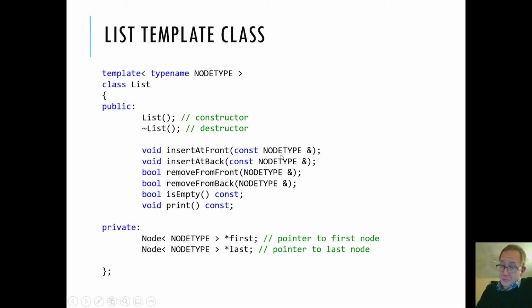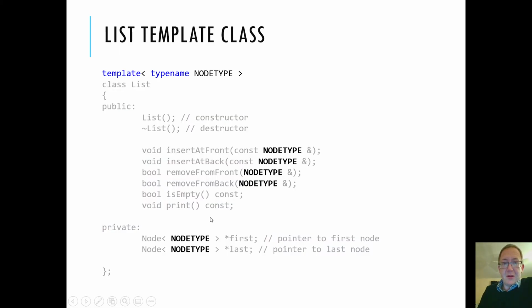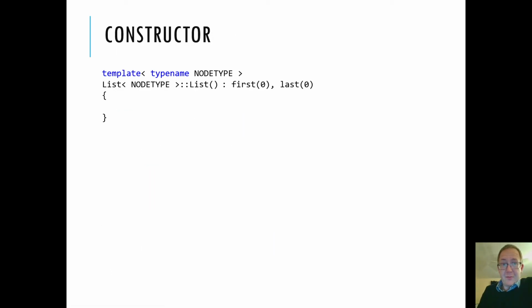So what goes in? Node type. Insert at the back, node type. I have to keep on putting that in. It's the stuff that's going into my function calls. And then finally, I have a particular node type here. There you go. My constructor itself.